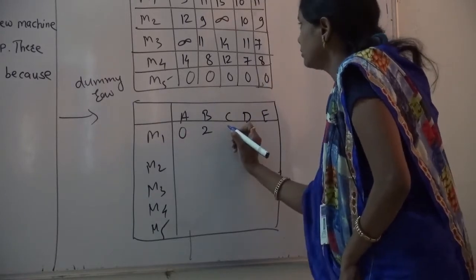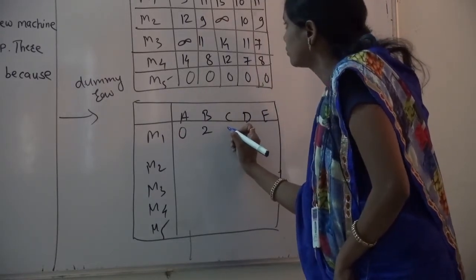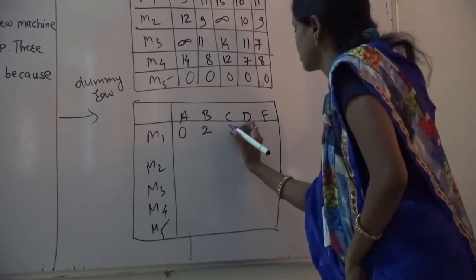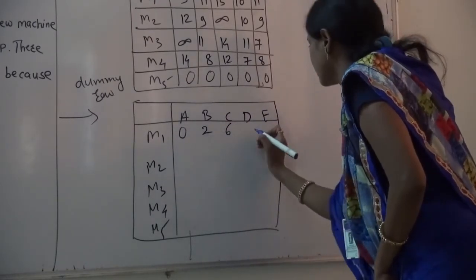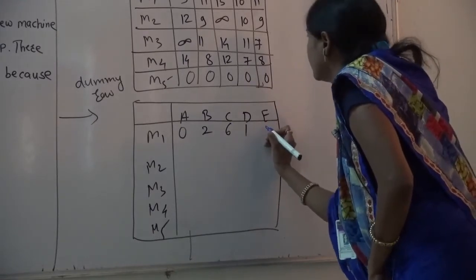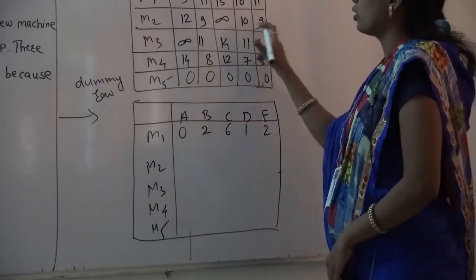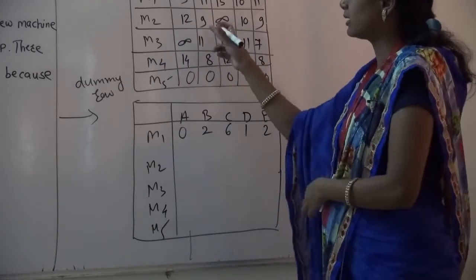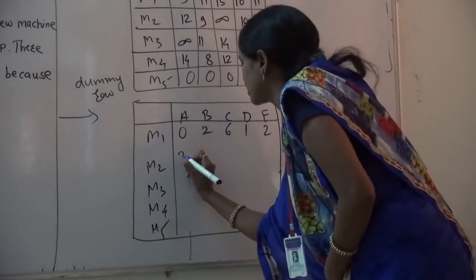15 minus 9, 6. 10 minus 9, 1. 11 minus 9, 2. In the second row, infinity is the largest number. So which is the least number? Least number is again 9. So 12 minus 9, 3.